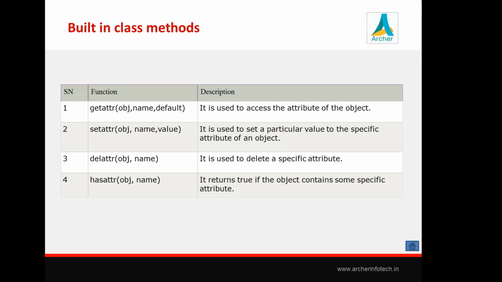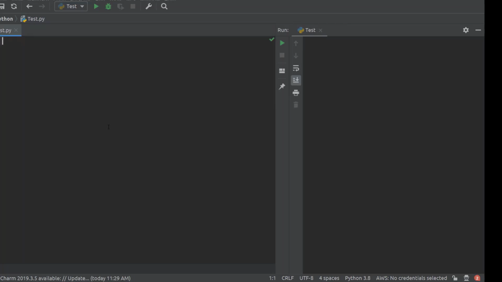Currently we want to see some class methods which are already there, some library class methods which we can use with a class. The last one, has attribute, is currently eliminated, meaning it's deprecated. So we'll go with get attribute, set attribute and delete attribute. By using get attribute you can get the value of an attribute. By using set attribute you can set the value of an attribute, and by using del attribute you can delete a specific attribute. So see how we can use it.